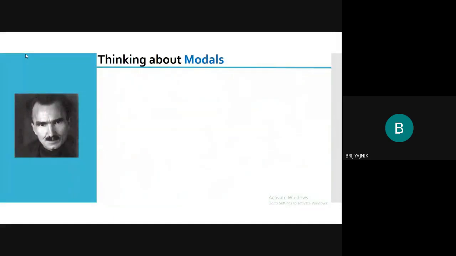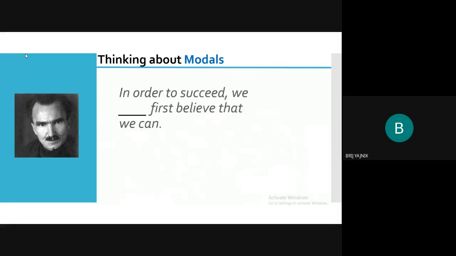Let's invite our first expert, and I really don't expect you to know him, but he is a famous Greek writer, widely considered a giant of modern Greek literature, who died in 1957. Nikos Kazantzakis, and he said something, in which he used a modal of obligation. He said this: in order to succeed, we dash first believe that we can. So out of the four modals, what do you think should be used? Must, have to, don't have to, and mustn't.